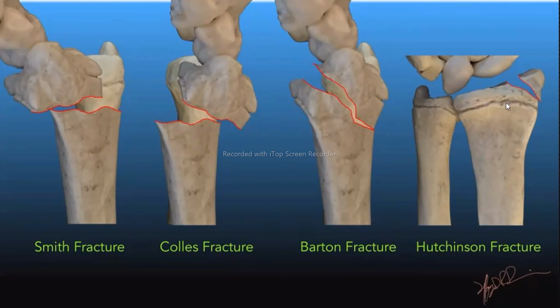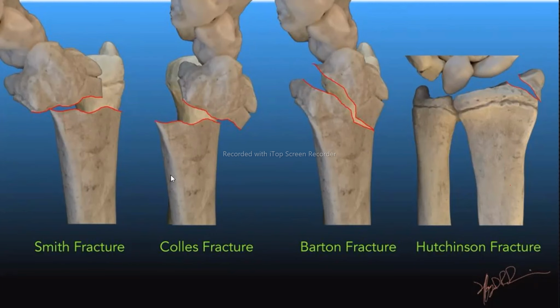This one, not horizontal. Can you see the joint line? Normal. Not horizontal, not vertical, only just this part. So what is the name? Hutchinson's fracture. So I think we can easily differentiate between the four types. But here is the confusion.